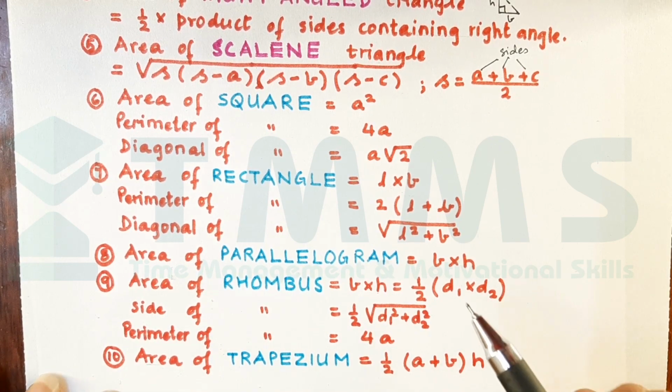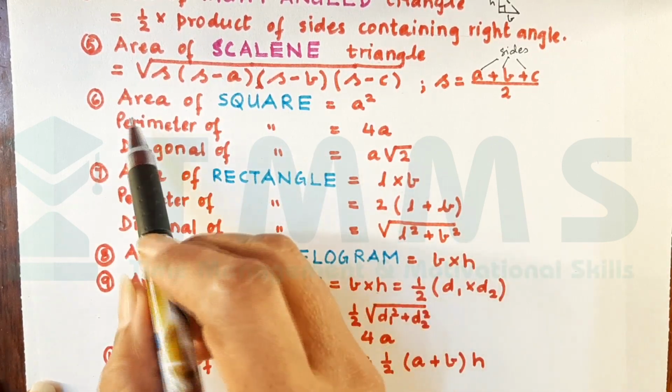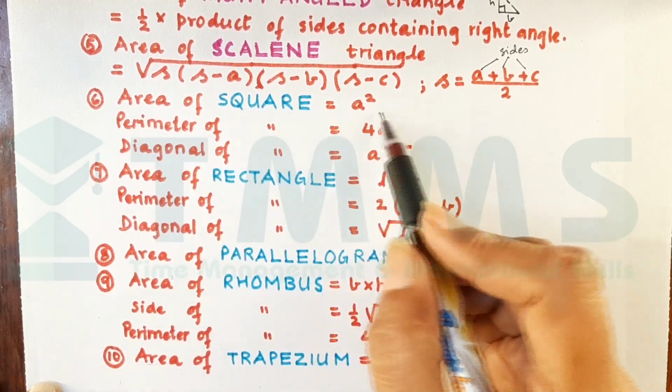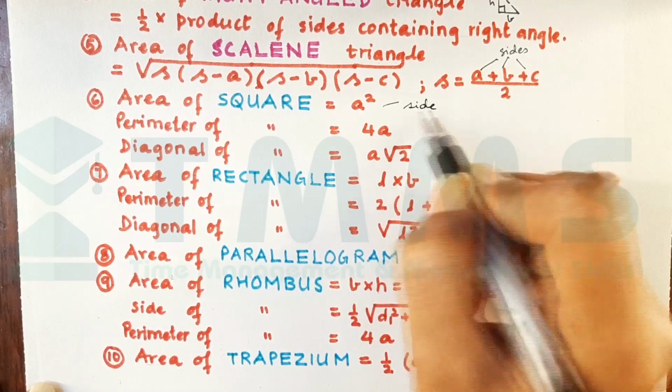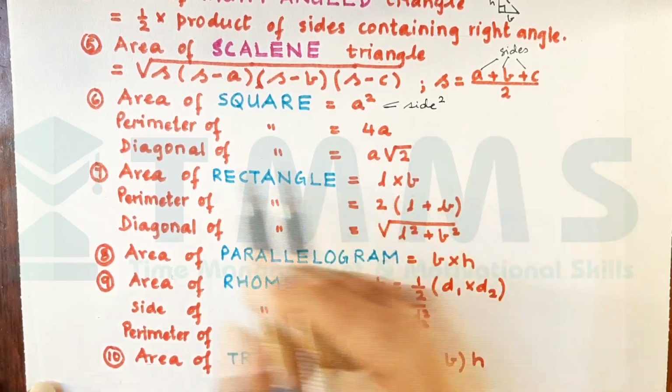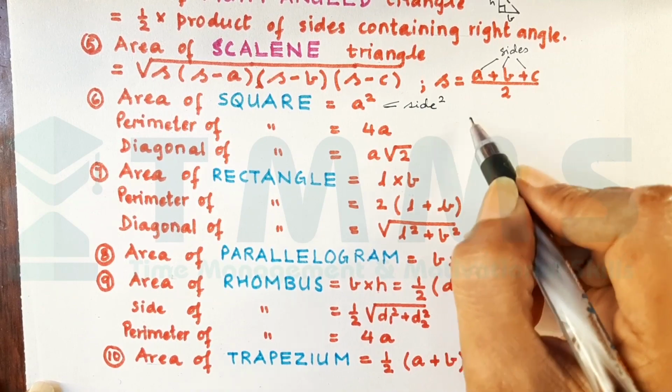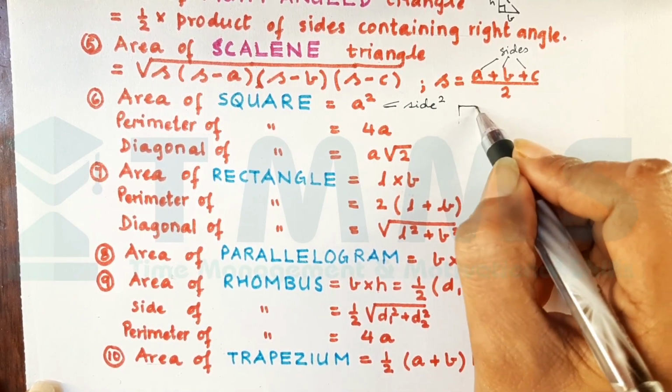Now let us come to the quadrilaterals. So the area of the square is A square, what is A? A is the side. So it becomes side square. So perimeter will be, you will have 4 such sides.